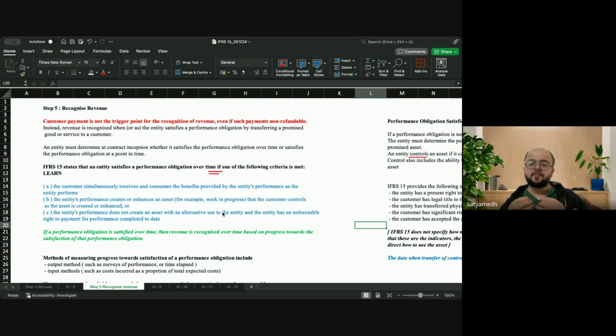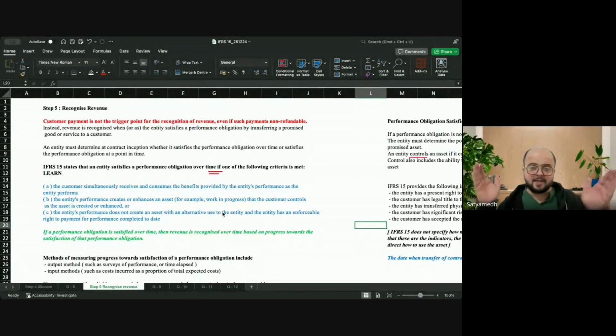And the seller gets the right to ask for payment for the proportion of work done. So if 60% of the furniture making is done, he has the right to ask for 60% of the contract value in return. And the point is, the entity's performance does not create an asset with an alternative use to the entity. What do you mean by does not create an asset with an alternative use?